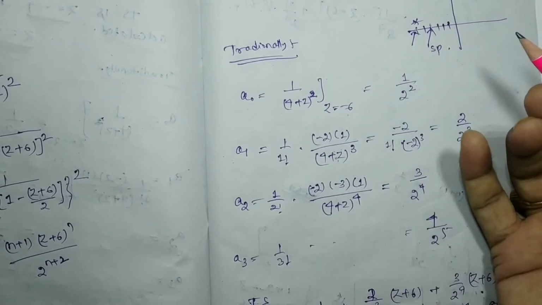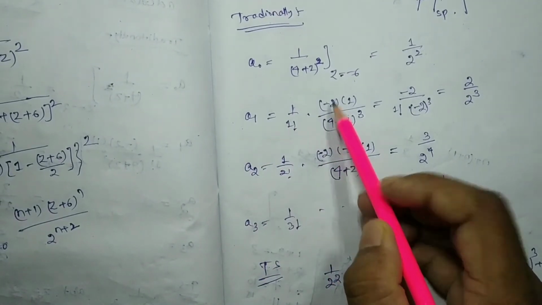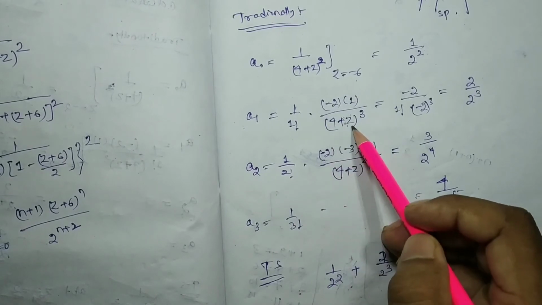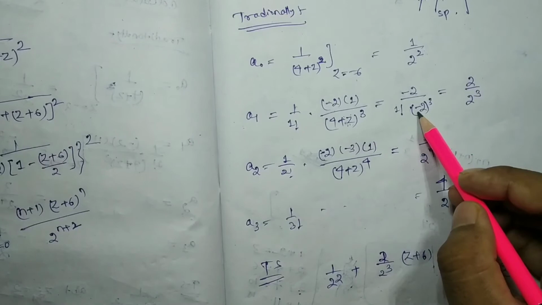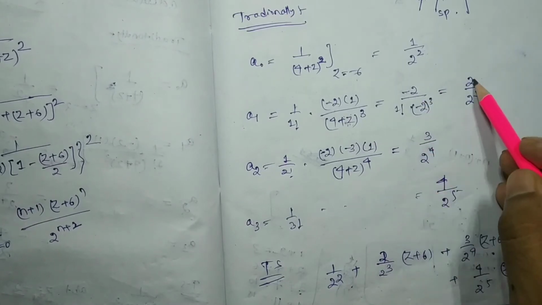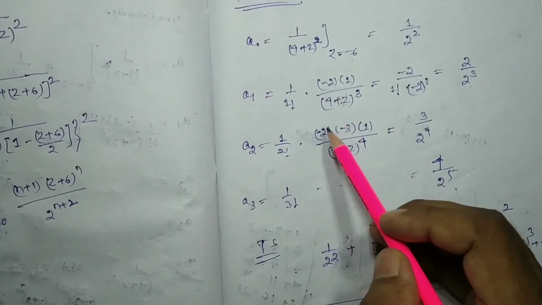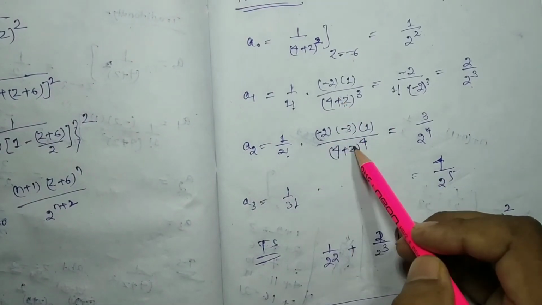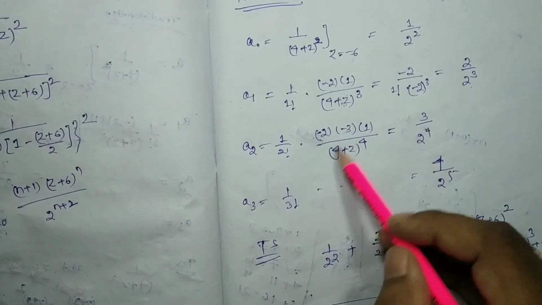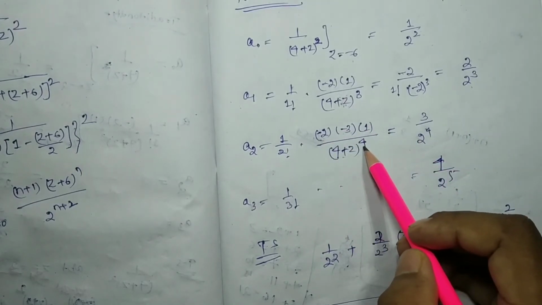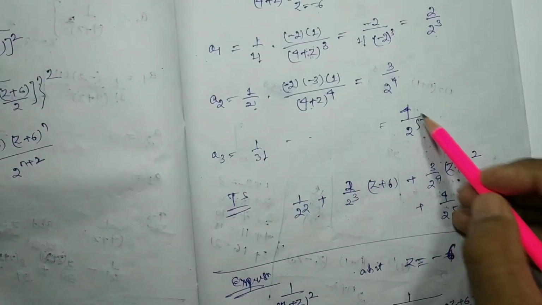Square will be positive. Then A1 will be 1 by 1 factorial into minus 2 into 1 by 4 minus z cube. Here we have to put minus 6, so it will be minus 2 to the power 3. Here minus, so 2 by 2 cube. A2 will be, this will be minus here, and the derivative of this one will be minus 3 plus 1. So the numerator is positive, the denominator also will be positive because the power 4 is there, so 2 to the power 4. Similarly A3 you can get 4 by 2 to the power 5.